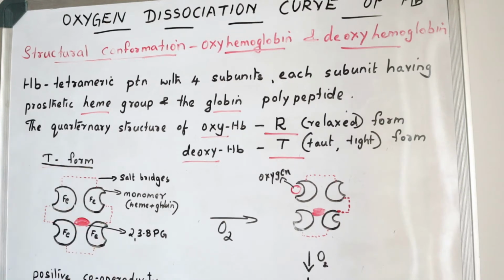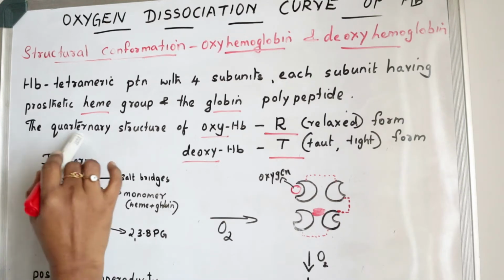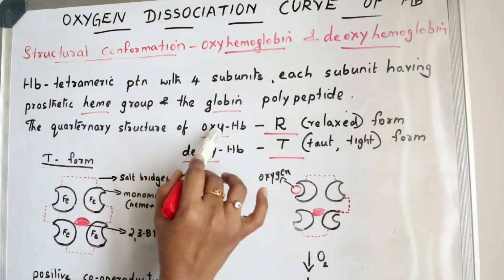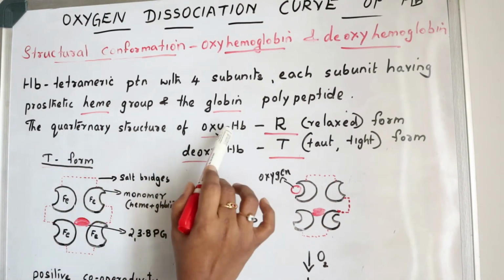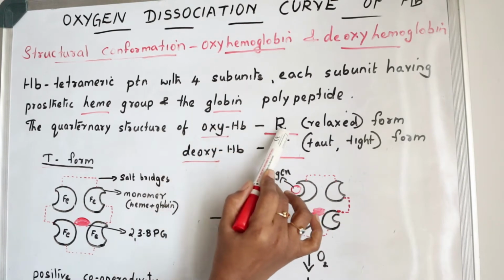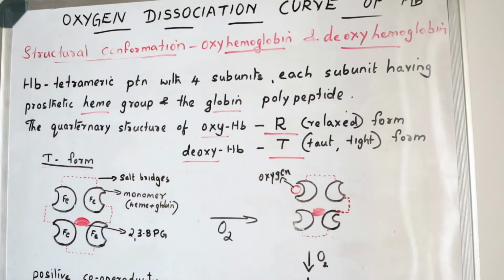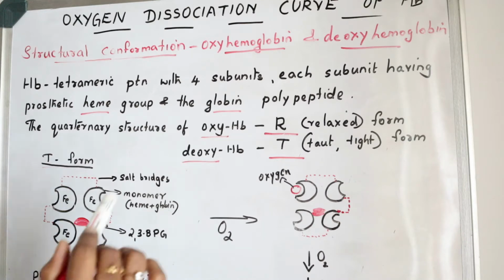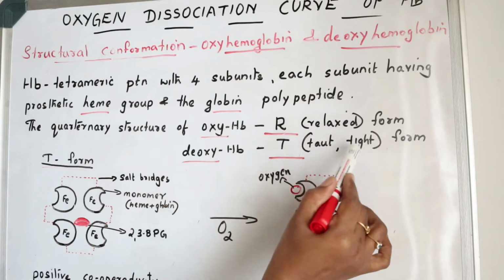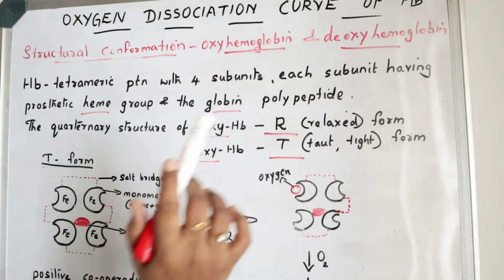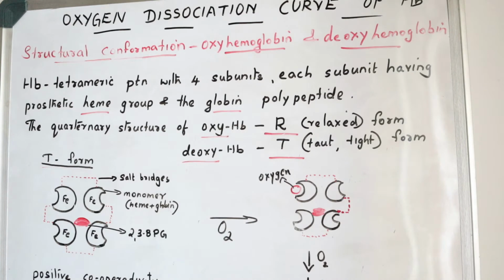And hemoglobin can exist in two forms. The quaternary structure of hemoglobin may be in the oxyhemoglobin form or the deoxyhemoglobin form. The oxyhemoglobin form is also known as the R form or relaxed form, and that is the oxygen carrying hemoglobin. The other one, the deoxyhemoglobin, is the T form, the taut or tight form, and this T form cannot carry oxygen.